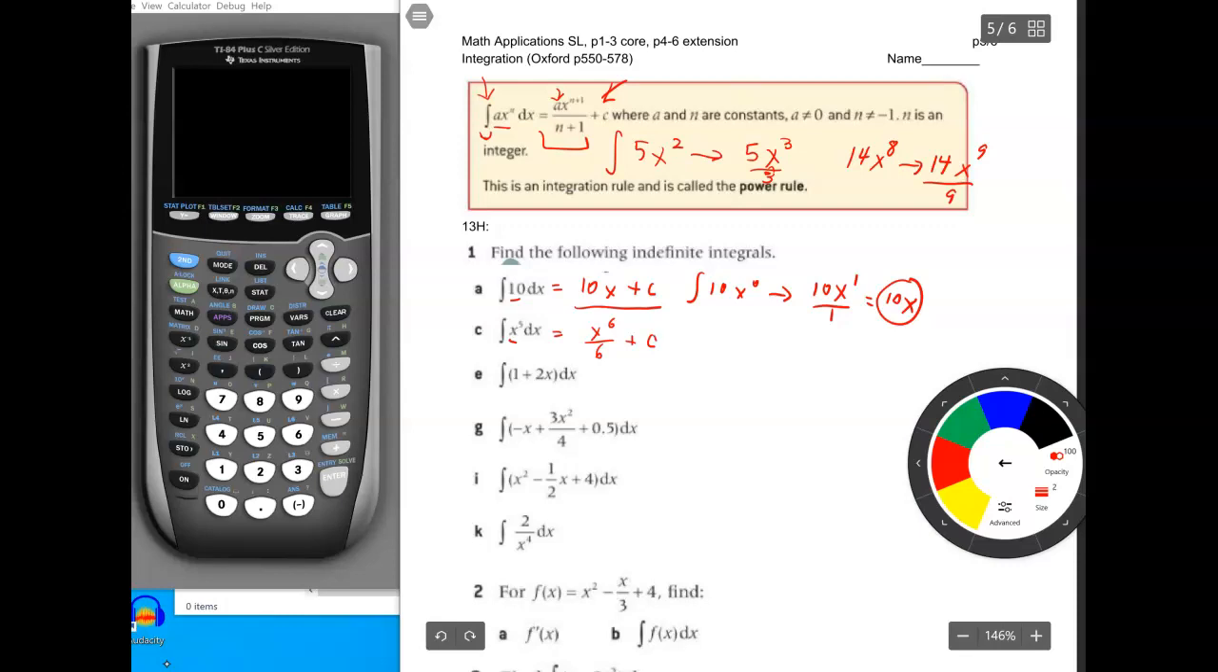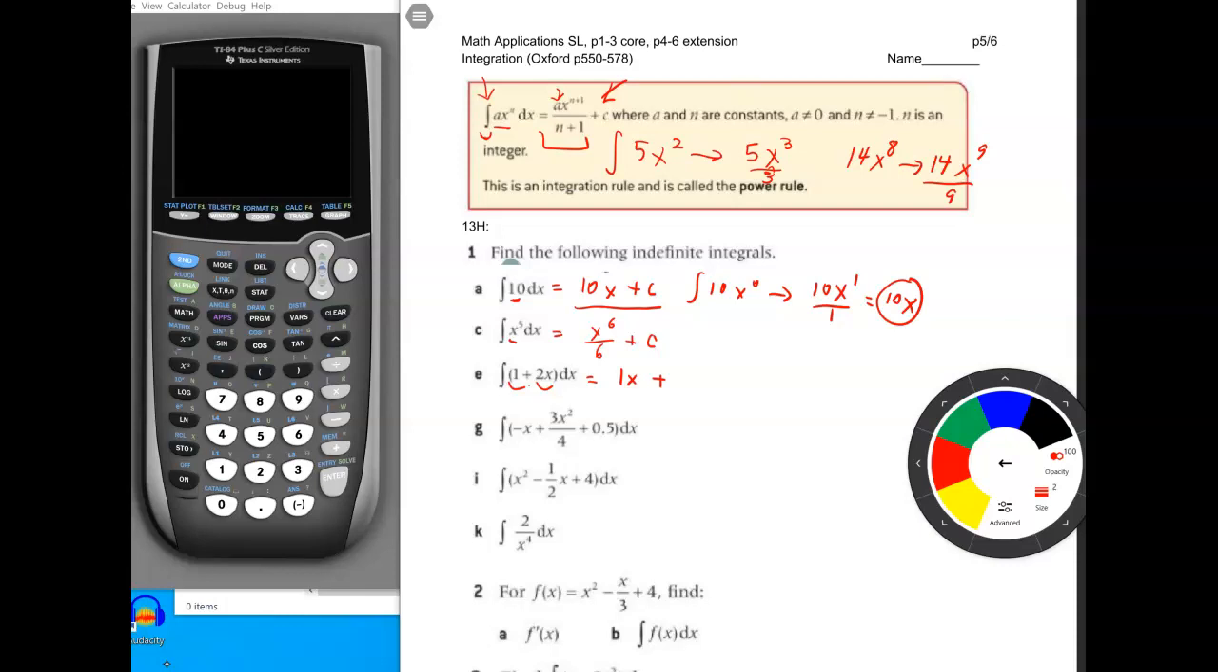Okay? Now let's do 1 plus 2x. For 1 plus 2x, it's two things added together. We can do them separately and add the results. So what is the integral or antiderivative of 1? It would be the same thing as how we did the integral or antiderivative of 10. We got 10x, right? So the integral or antiderivative of 1 would be 1x.